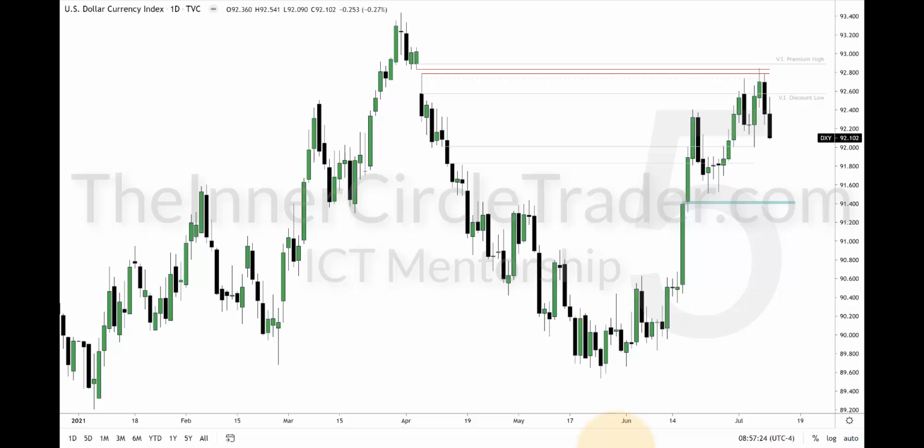Okay, so it's Saturday, July 10th, 2021. This is the weekend commentary for the ICT Mentorship. So here's our daily chart for the dollar index. And I want to talk a little bit about market structure, changes in market structure, and when it is useful to anticipate or even consider whether or not market structure has in fact been affected.